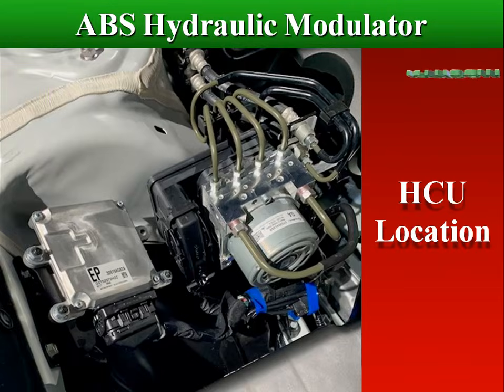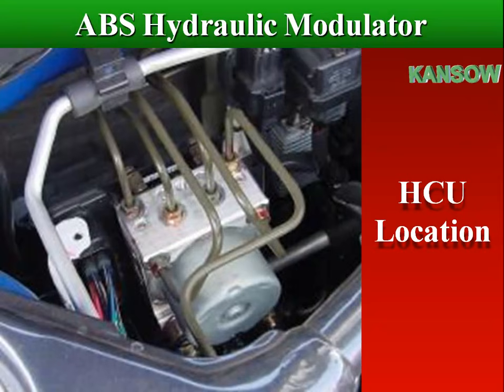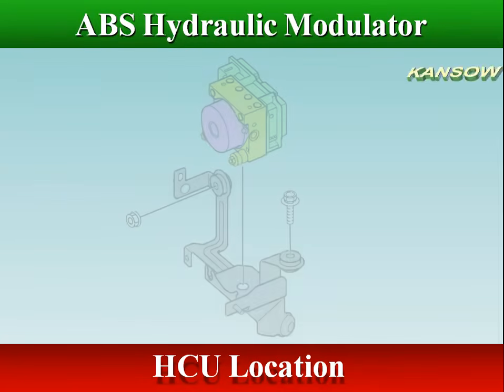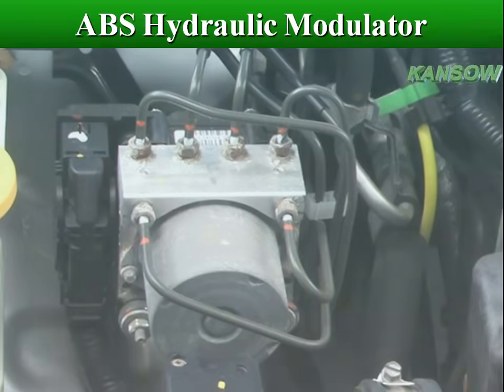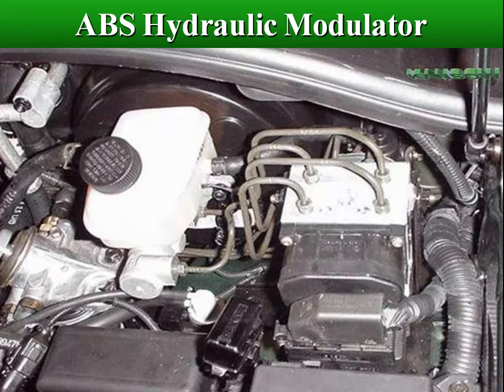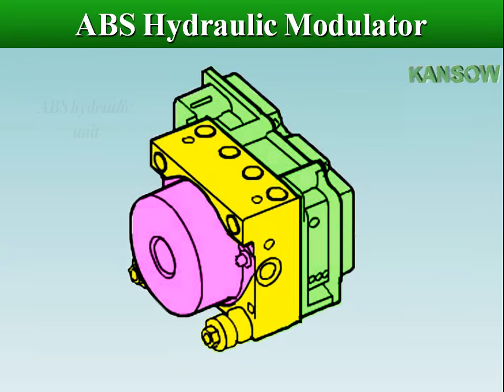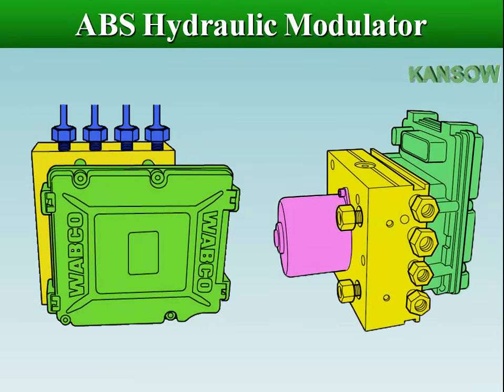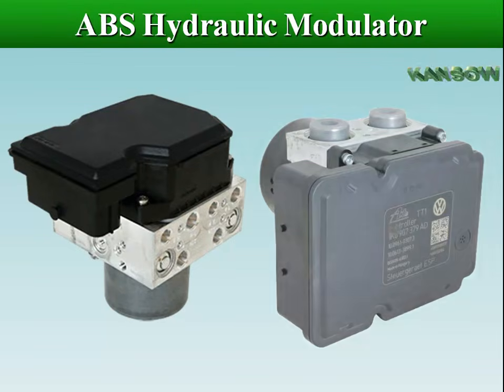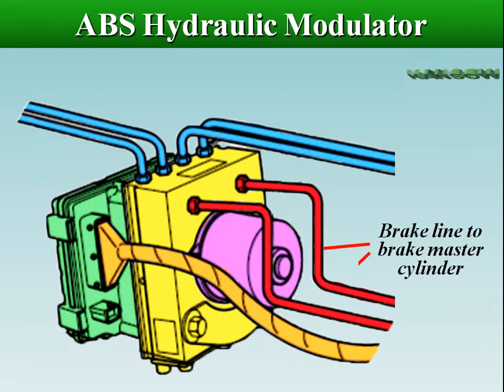ABS Hydraulic Control Unit, HCU, is located in the engine compartment. The hydraulic control unit receives operating signals from the ABS ECU, to apply or release the brakes under ABS conditions. The modulator unit controls the flow of pressurized brake fluid to the individual wheel circuits.